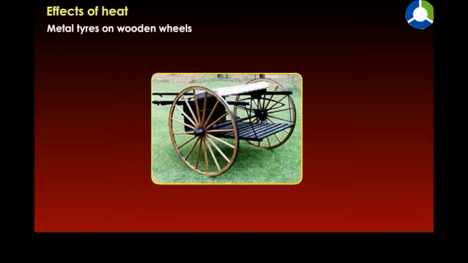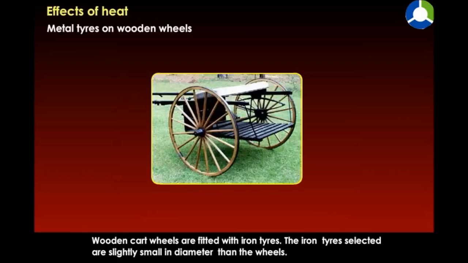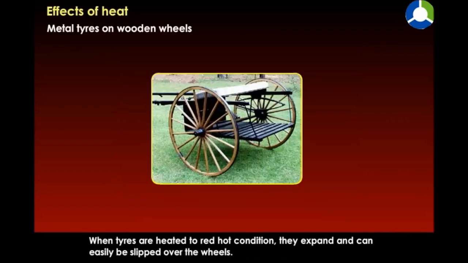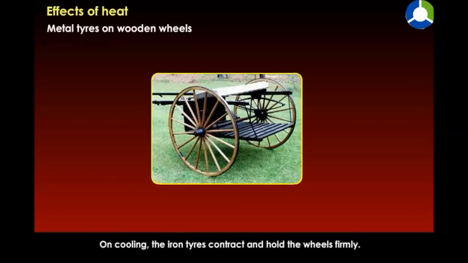Metal tires on wooden wheels. Wooden cartwheels are fitted with iron tires. The iron tires selected are slightly smaller in diameter than the wheels. When tires are heated to red-hot condition, they expand and can easily be slipped over the wheels. On cooling, the iron tires contract and hold the wheels firmly.